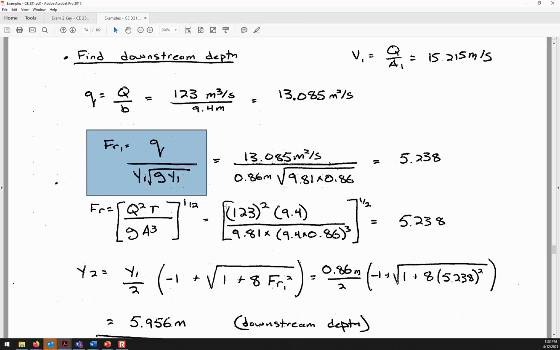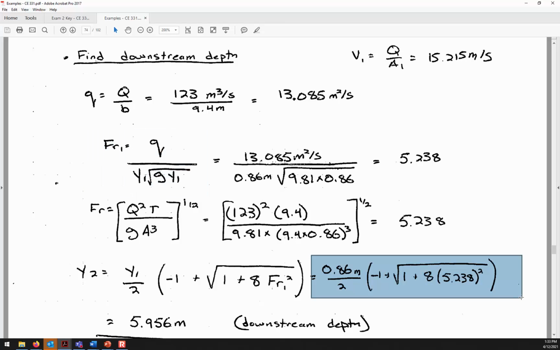So anyhow, with the Froude number, you can see the substitutions that we make. The downstream depth after it jumps is going to be 5.956 meters. So it started off at a depth of 0.86, and it jumps up to nearly 6 meters in depth. So that's a pretty dramatic hydraulic jump.